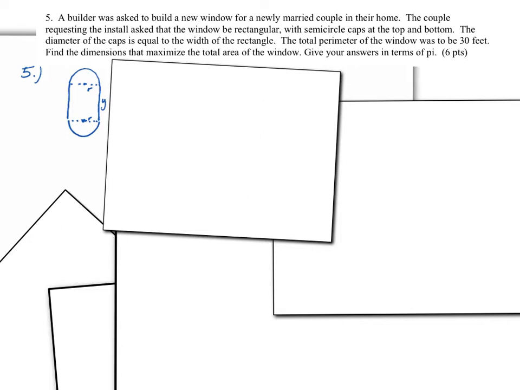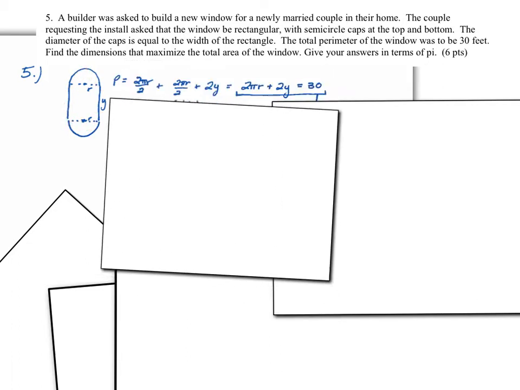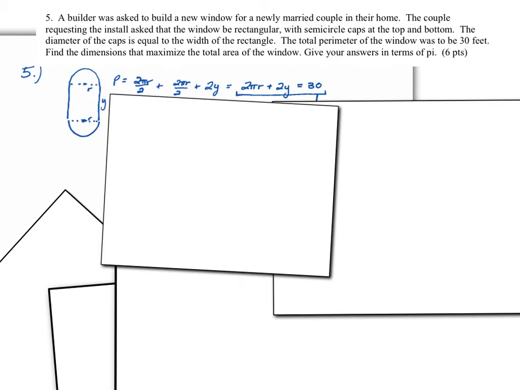Let's start with number 5. This is a Roman window. Builder wants to build a window with a rectangle and a semicircular cap on the top and bottom. As you see here in the diagram, we have a fixed perimeter. The perimeter is going to be half of a 2 pi r, that's half a circumference, then another half of a 2 pi r, another half of a circumference. We get the whole circumference in total, plus 2 y lengths, those are my vertical pieces here and here.